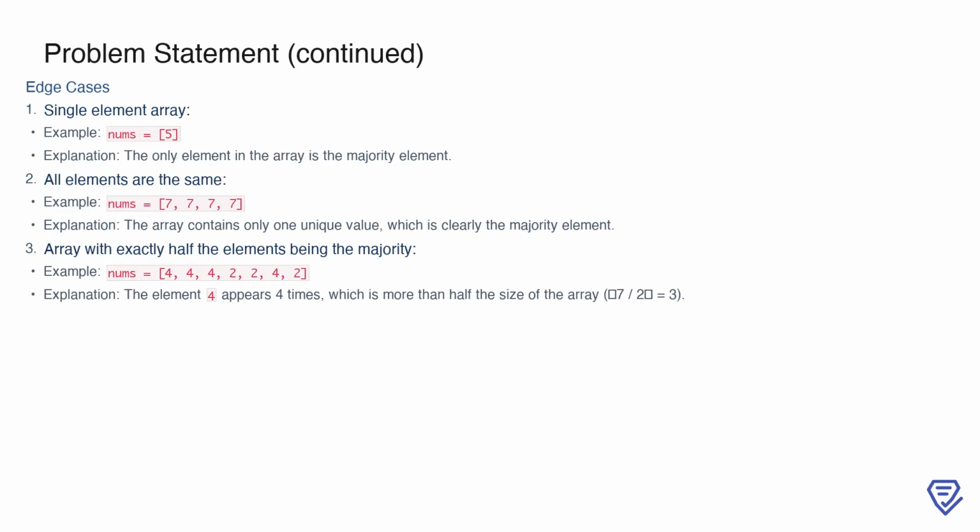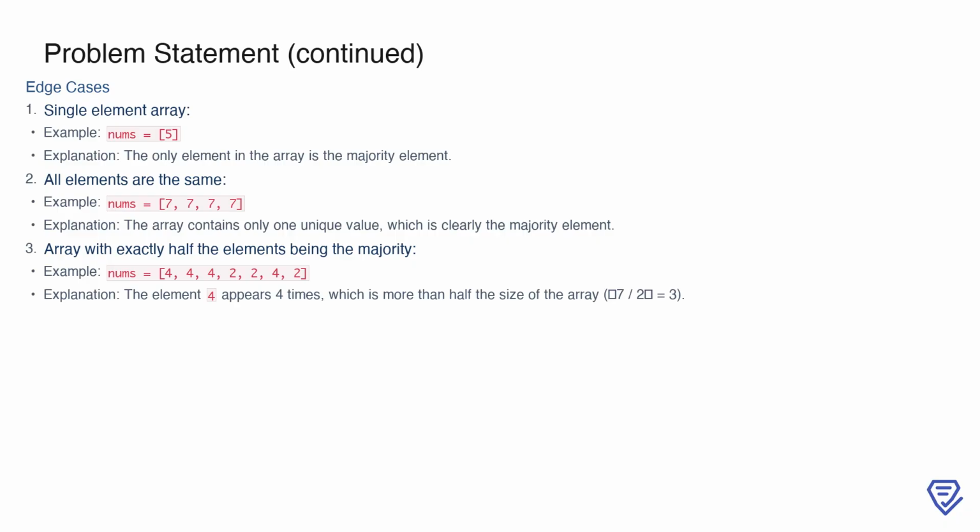Now, let's talk about some edge cases you might encounter. First, if the array contains only a single element, like 5, that element is automatically the majority element. Second, if all elements in the array are the same, such as 7, 7, 7, 7, the single unique value, 7, will clearly be the majority element.